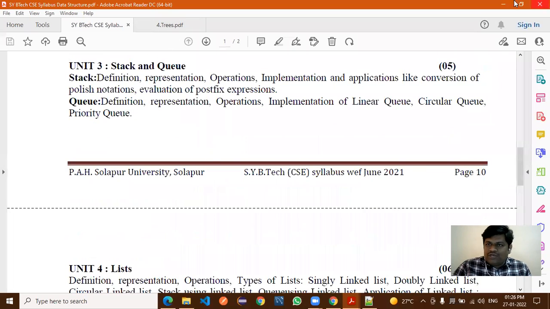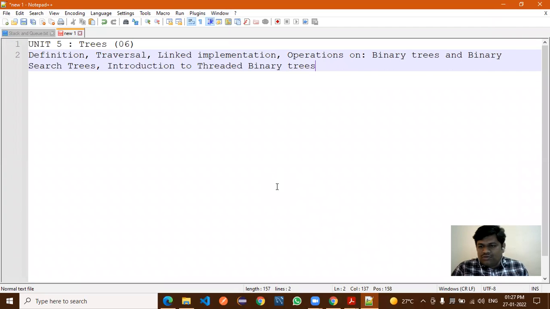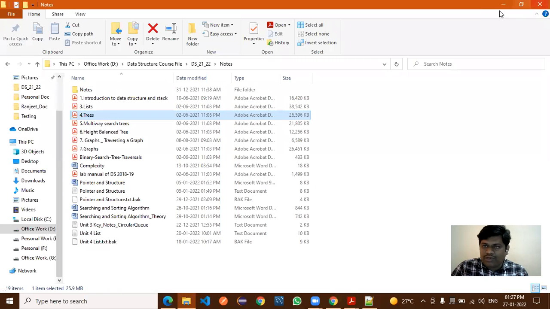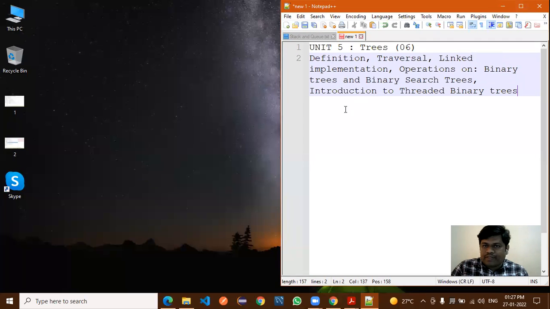Now we will move to the next part, that is the tree. Tree is one of the non-linear data structures, right? In this tree we'll cover the definition, linked implementation, operations on binary tree and binary search tree, and introduction to threaded binary tree. Now we'll discuss the definition one by one, starting with the definition.